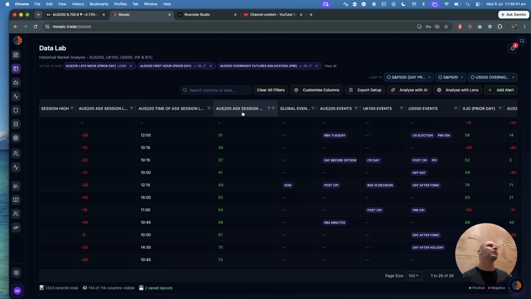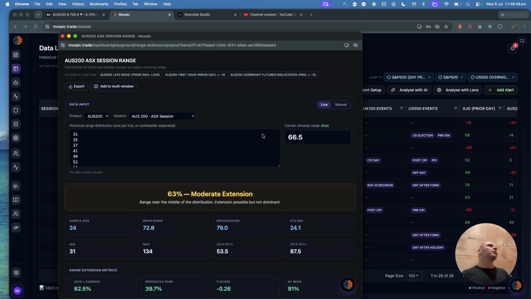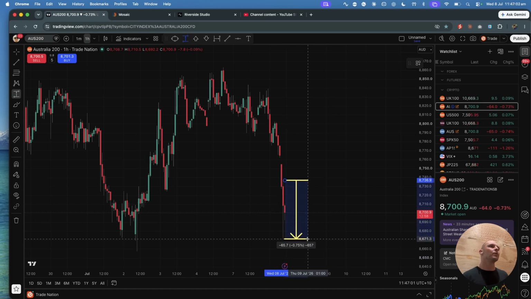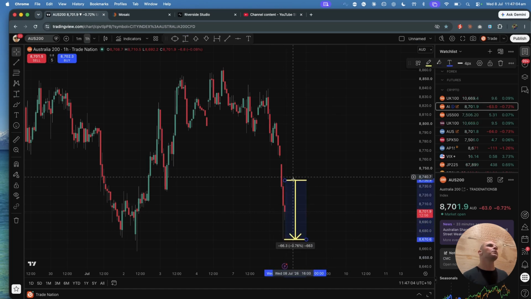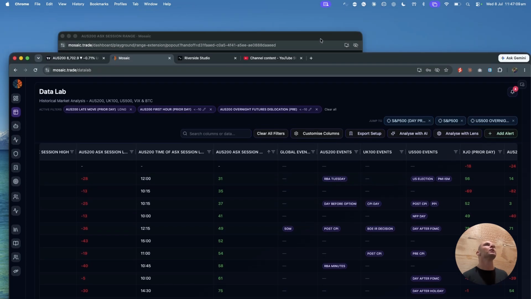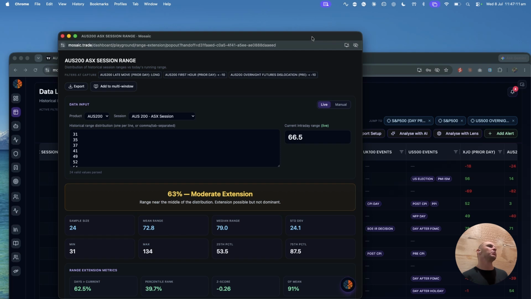Next, range. So again, this is just saying, okay, all those days that had similar characteristics to today, let's look at the day range, the 10 to 4 range, and how does today stack up? Okay, so today we've done a 66 points range. You can verify this, hopefully. There we go. So currently 66 points. So this is saying, there we go, that 63% of the time, historically, that range has been expanded.